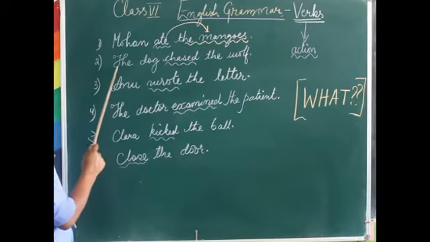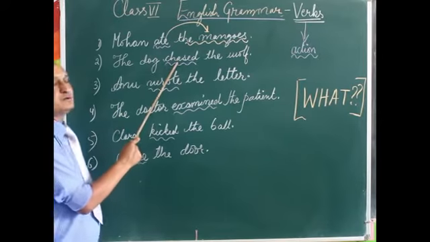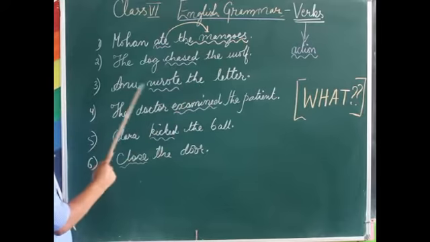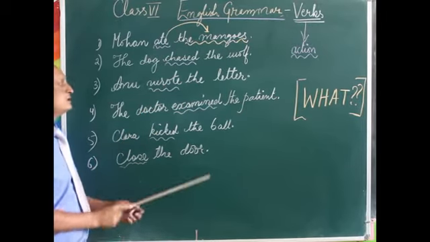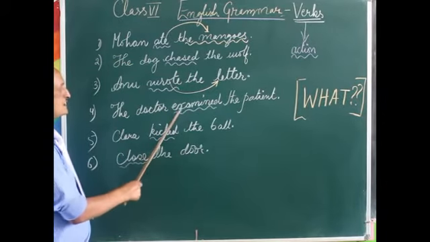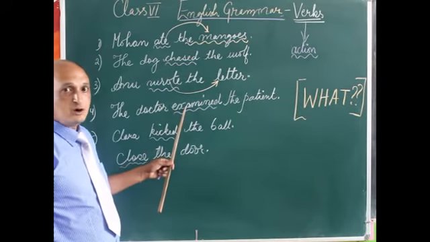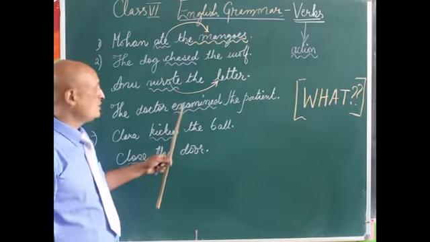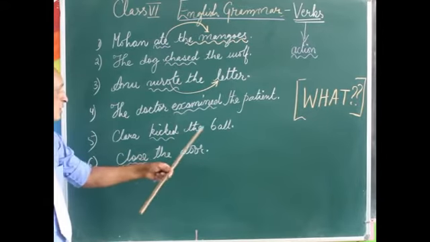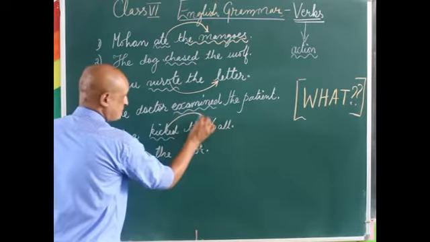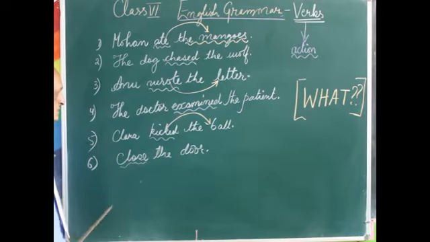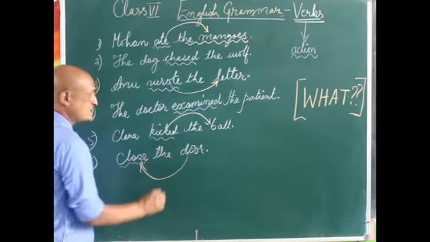The second sentence. The dog chased. Chased what? The wolf. So the direct object is the wolf. Anu wrote. Wrote what? The letter. Direct object. The doctor examined. Examined what? Don't get an answer. Whom we get it. So we have an indirect object, the patient. Clara kicked. Kicked what? The ball. So here we have a direct object, the ball. Close the door. Close what? The door. So here we have a direct object.